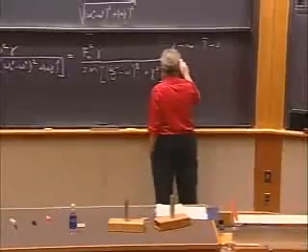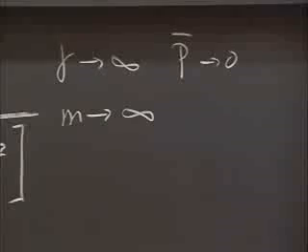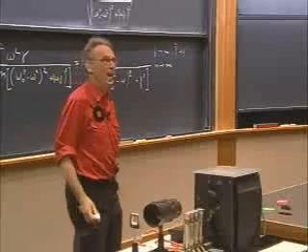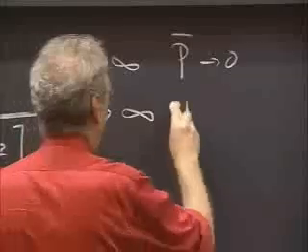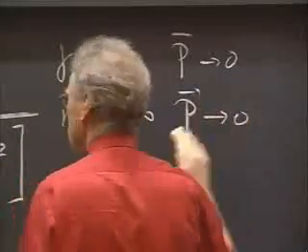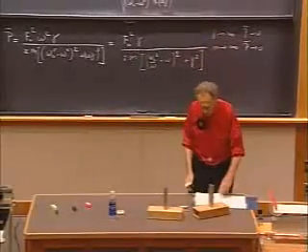Let's make the mass infinitely large. If the mass is infinitely large, you have an infinite high inertia. Nothing will ever get going. No force will ever get the mass going. Well, that means you expect that the power goes to 0. And indeed, you see here, if m goes to infinity, the power goes to 0.